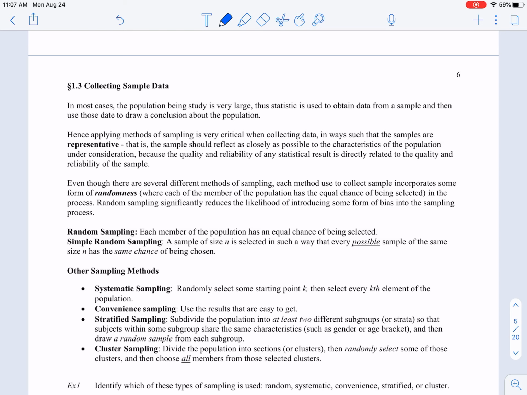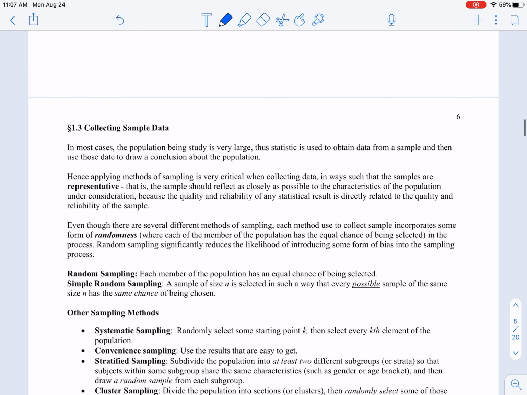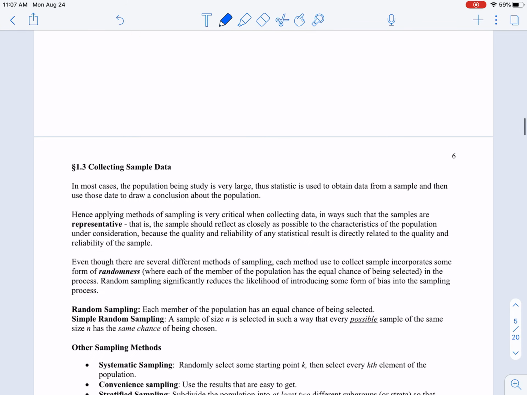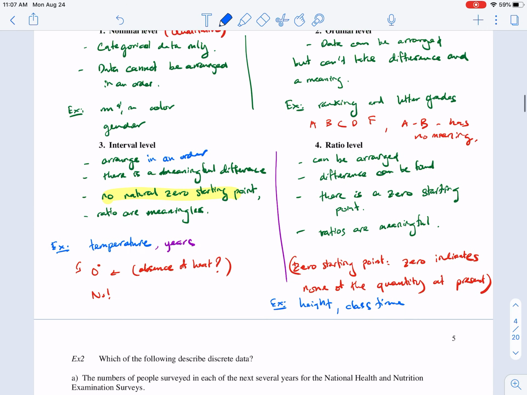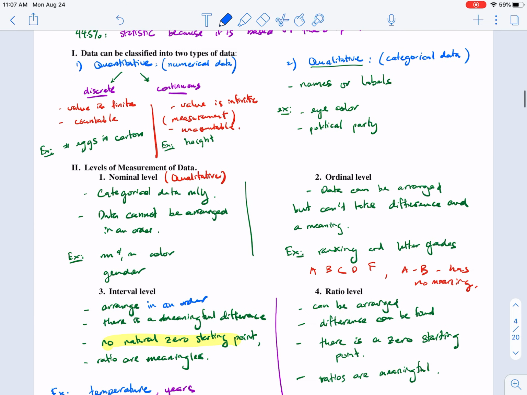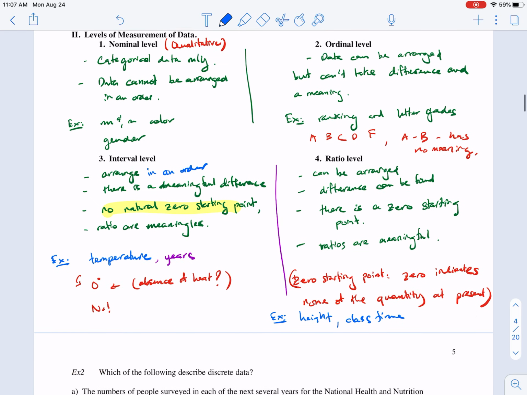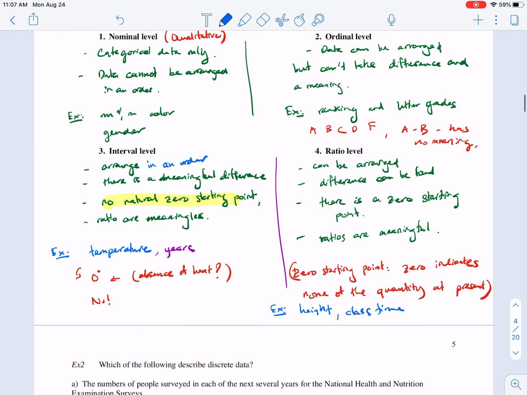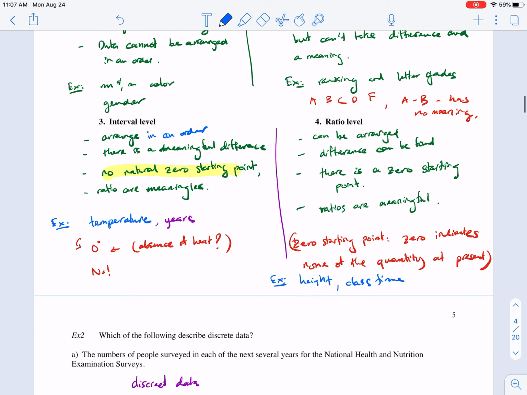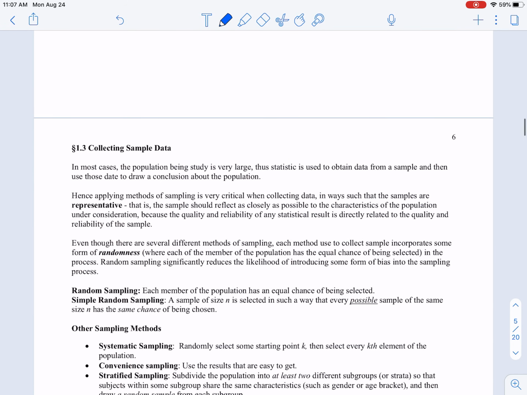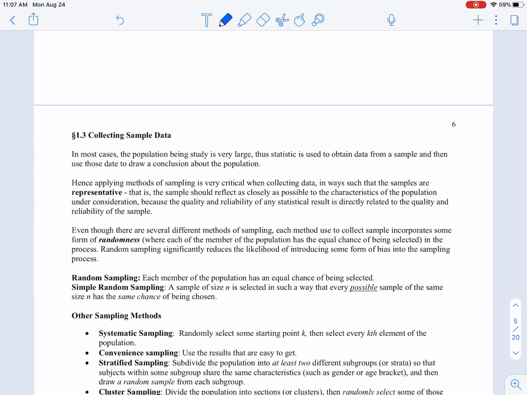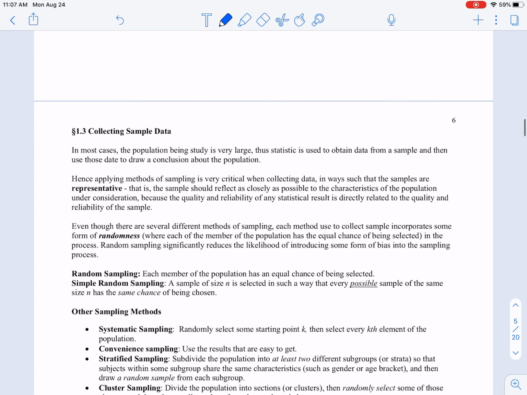This is lesson 1.3, collecting sample data. In the previous lesson, we discussed how to classify or organize data at different levels, that there's more than one type of data we can classify them in, and the level of measurement of data as well. In this lesson, we'll discuss some of the standard methods that researchers or statisticians use to collect sample data.